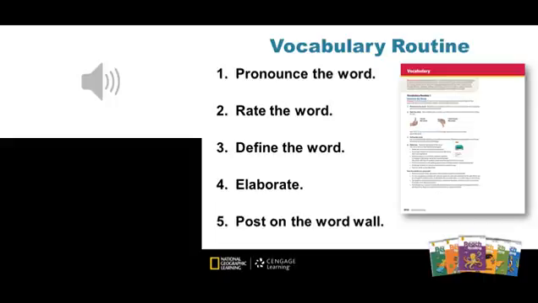This is one of the many routines that's built right into the program, and although the directions are right there in the Teacher's Edition at point of use, you'll also find detailed information about the routines in the Best Practices section of the Unit 1 Teacher's Edition.